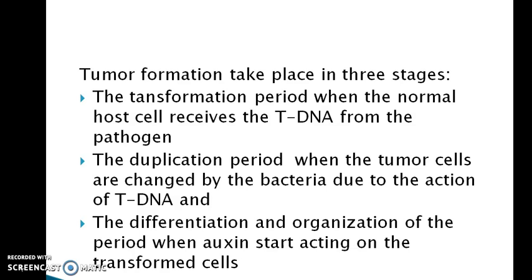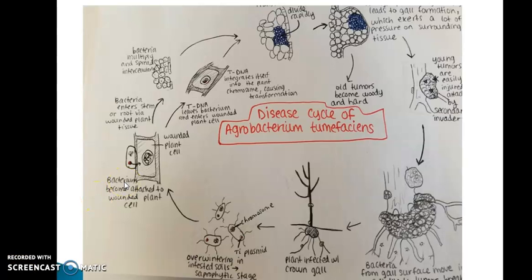The tumor formation takes place in 3 stages. The first is the transformation period, where the normal host cell receives the T-DNA from the pathogen. Now, the pathogen is Agrobacterium tumefaciens. The second phase is the duplication period, when the tumor cells are changed by the bacteria due to the action of T-DNA. And the third stage is the differentiation and organization period, when the plant hormone auxin starts acting on the transformed cells. In the first step, the bacterium enters the plant through wounds and becomes attached to the wounded plant cell.